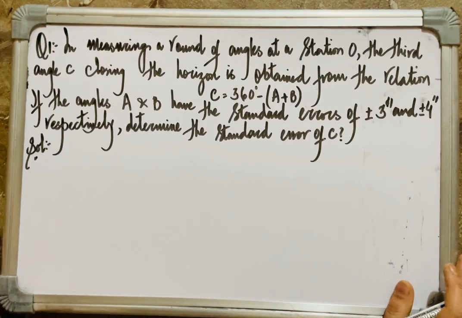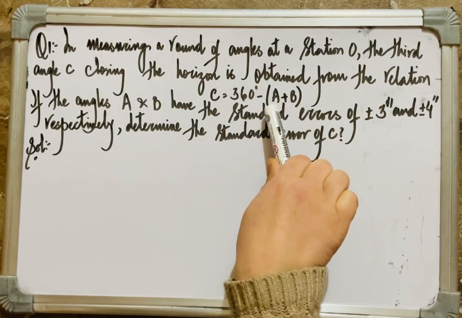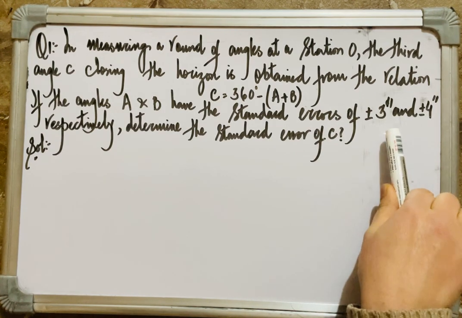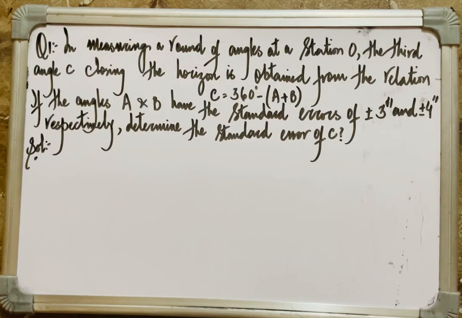So the question is, in measuring a round of angles at a station O, the third angle C closing the horizon is obtained from the relation C is equal to 360 degree minus (A plus B). If the angles A and B have the standard errors of plus minus 3 seconds and plus minus 4 seconds, what is the standard error of C, or determine the standard error of C?